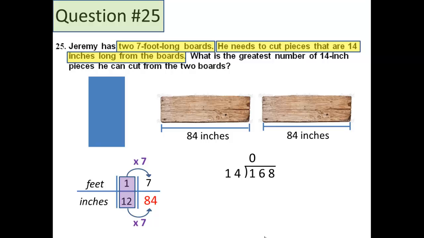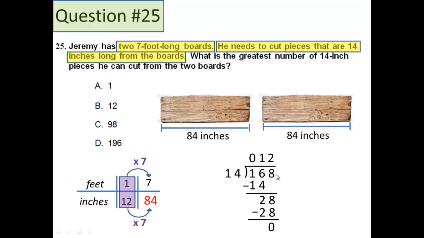I'm going to do the division for you quickly. Although everyone can do it, 14 doesn't go into 1. It does go into 16 one time. You could do the subtraction. You'll get 2. Bring down the 8. 14 goes into 28 perfectly 2 times. And that'll get you 12. So he can cut 12. Look at this over here. 12 14-inch pieces from both boards. There's your answer right there.